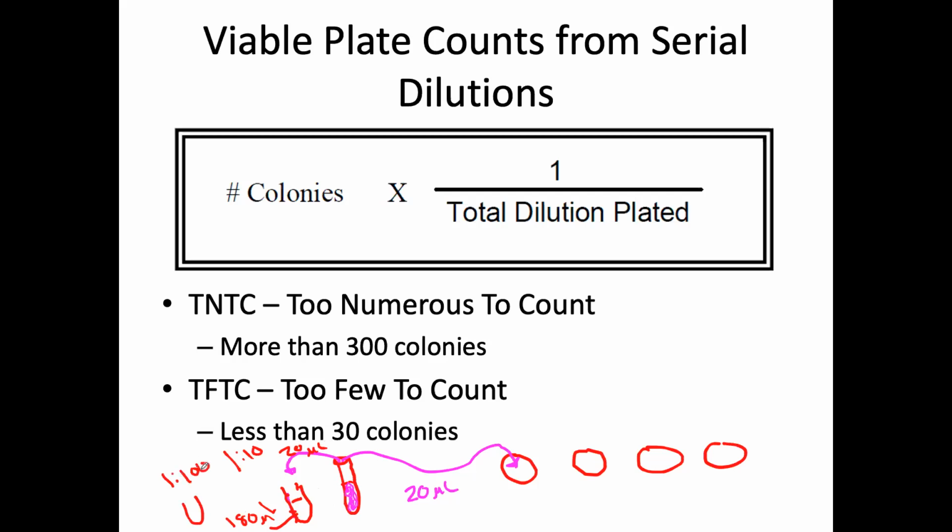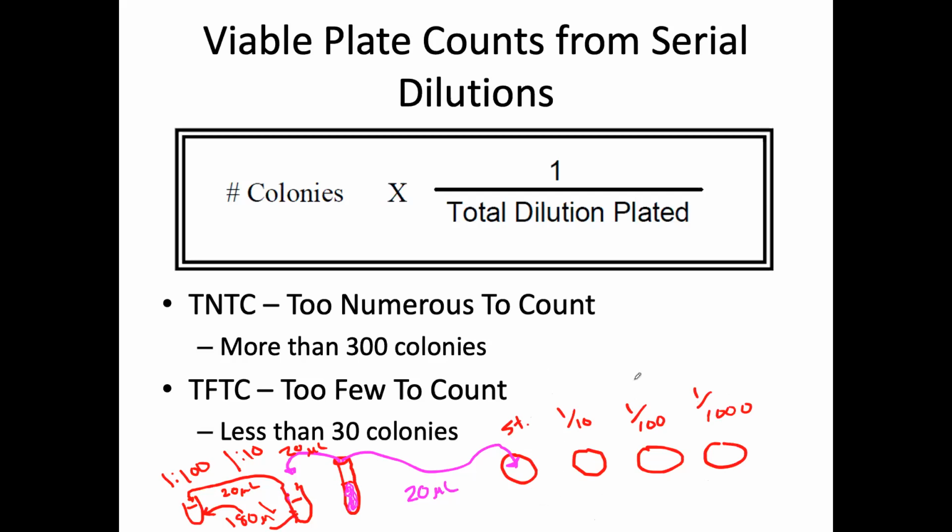Would have 180 in here. And then you would take 20 from this tube and put it in. And you could continue that for however many tubes you want. So you could say this is the straight, this is the 1 to 10, this is the 1 to 100, and this is the 1 to 1,000. You would plate those. And that would represent the amount of bacteria that's in 20 microliters of each of those samples.